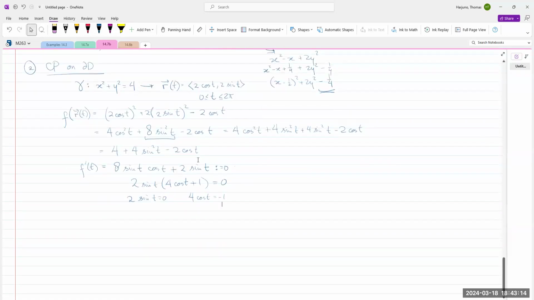But it turns out that I can do it quite easily here. Notice that 2 sine t is actually your y, so this is y equals 0. When y equals 0, you plug that in, and x will be plus or minus 2. Likewise, 4 cosine t equals negative 1 means 2 cosine t is negative 1/2. That is your x equals negative 1/2. You see what I mean?